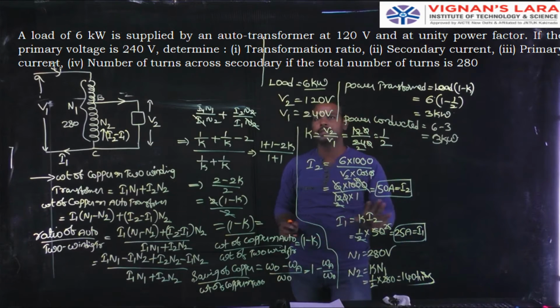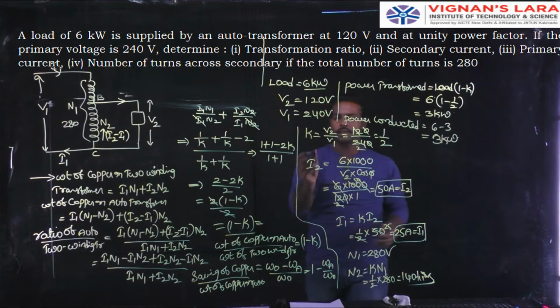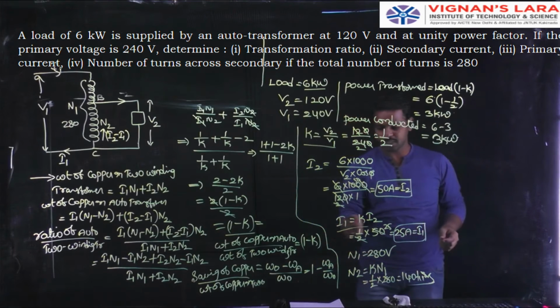In these general notations, which are the same as those of an ordinary transformer, K is equal to V2 by V1. I2 is equal to output power divided by voltage. I1 is equal to K times I2. N2 by N1 is equal to K.